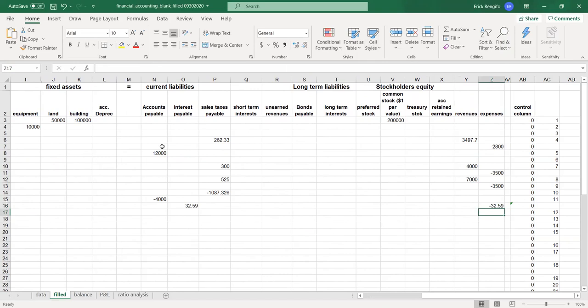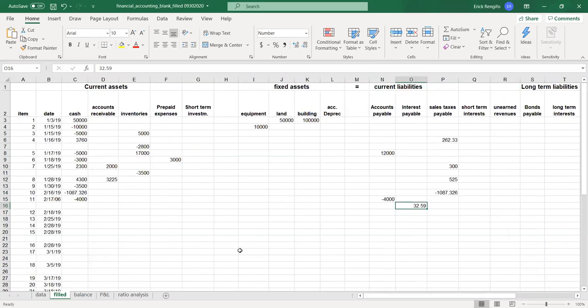Where are the 8,000? We don't need to do anything with 8,000, guys, because the 8,000 is simply this number, 12,000 minus 4,000, I have my 8,000 loan there. So I don't need to register that because it's already registered. The only thing that I need to register is the $32 that I will pay in the future as an interest. Is it clear?